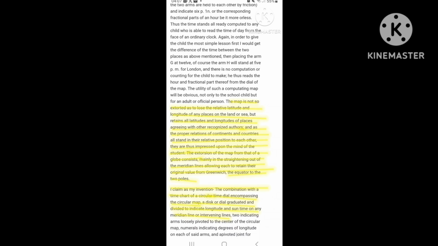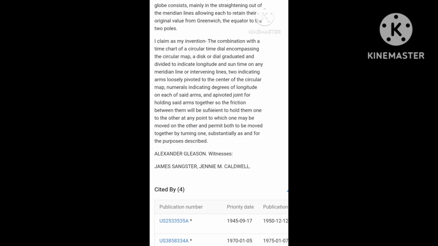I claim as my invention the combination with a time chart of a circular dial encompassing the circular map, a disc or a dial graduated and divided to indicate longitude and time, sometimes on a meridian line or intervening lines. And here you can see Alexander Gleason puts his name to it, and there's two witnesses. So as you can see from the documentation from the actual patent that was filed back in 1893, this was never actually a globe or map of the Earth.